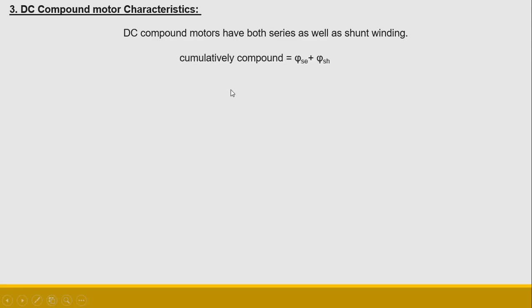Next one, DC compound motor characteristics. Basically, DC compound motors are divided into two. One is cumulative compound, another one is differential compound. In a compound motor, we have one armature coil and two field coils. The two field coils are the series coil and the shunt coil, and the fluxes are produced from the corresponding field coils. If these two fluxes add to each other, then it is called a cumulative compound. If these two fluxes oppose each other, then it is called a differential compound.